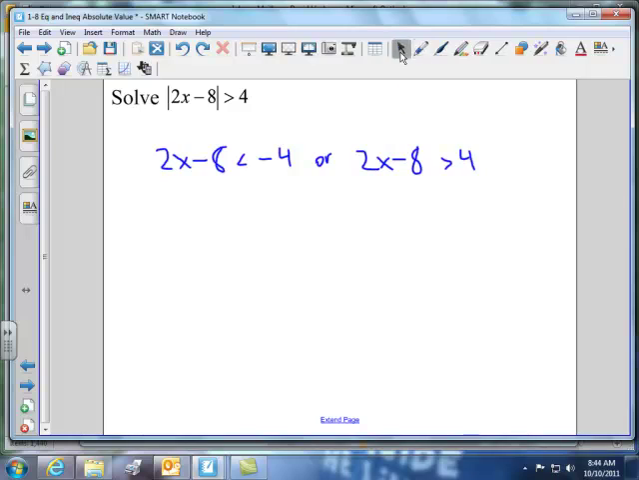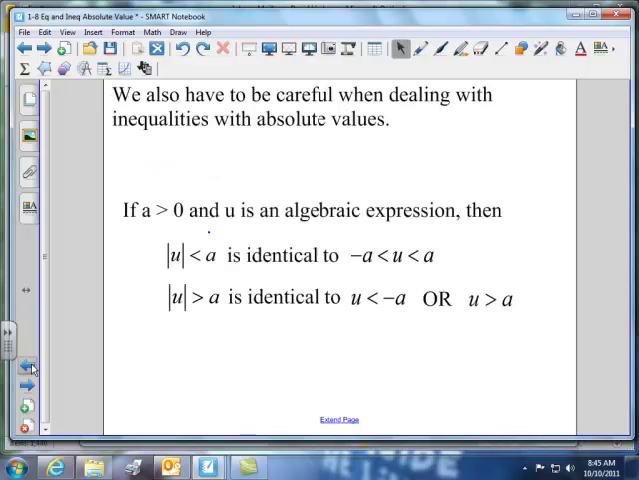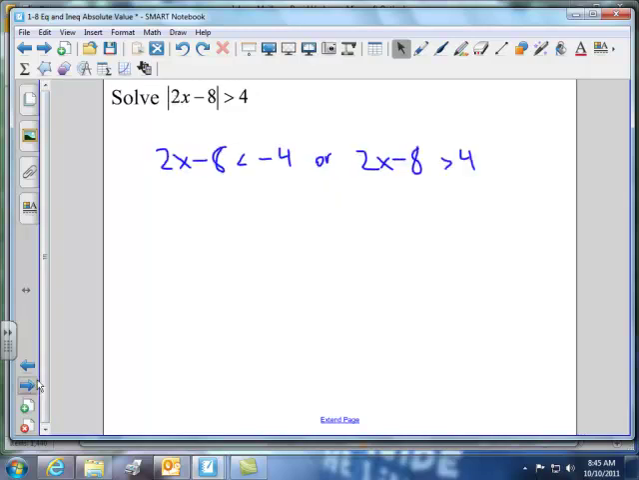And if I back up a couple slides here, then you'll notice how that pairs up. Here we have that the absolute value of u is greater than a. So we have a greater than sign. Then what we do is we write this as u is less than negative a, or u is greater than a. That directly applies to what was done here. We have the absolute value of 2x minus 8 is greater than 4. Therefore, we write a disjunction of 2x minus 8 is less than negative 4, or 2x minus 8 is greater than 4.